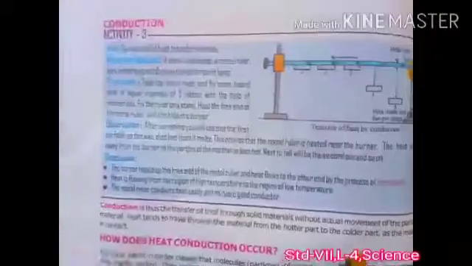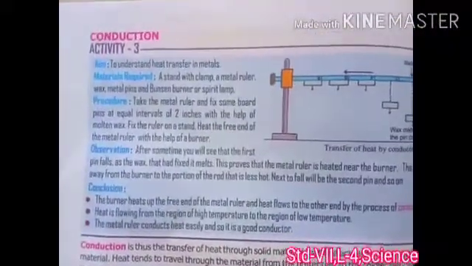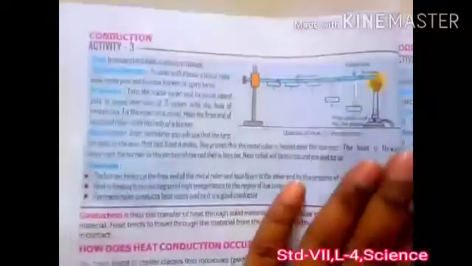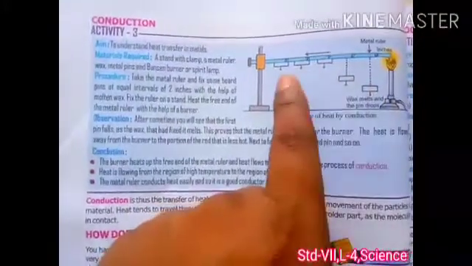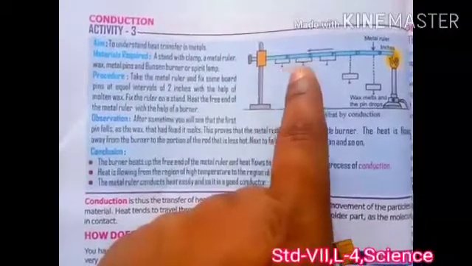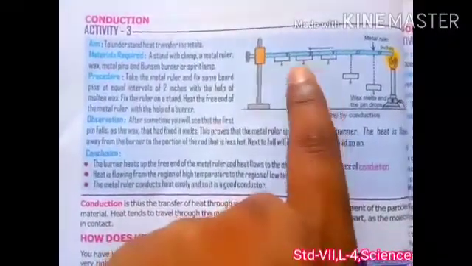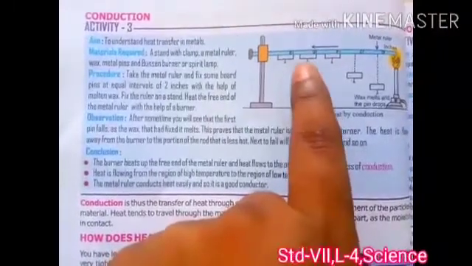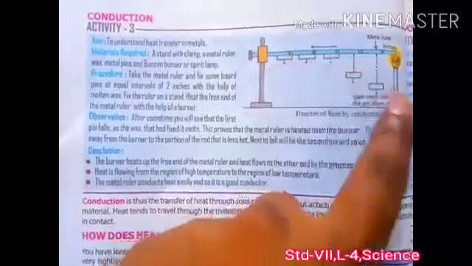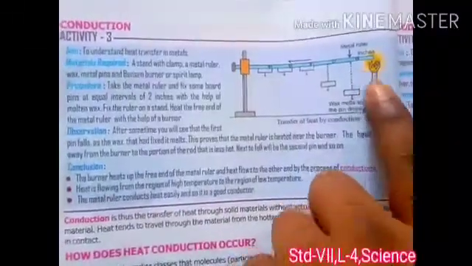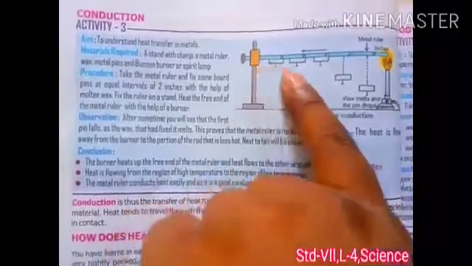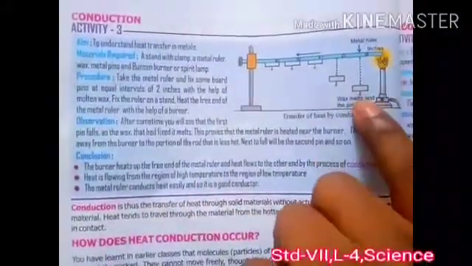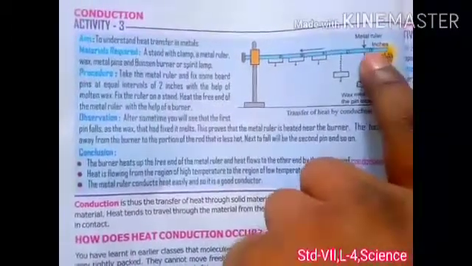Here is one activity related to conduction. To understand what conduction is, we can use this activity. As you can see in the picture, one ruler has been taken, and a few iron pins are fixed with the help of wax, with a distance of 2 inches between them. When you heat this ruler with a Bunsen burner, due to the conduction of heat, the first pin will drop down because the wax will melt here firstly.